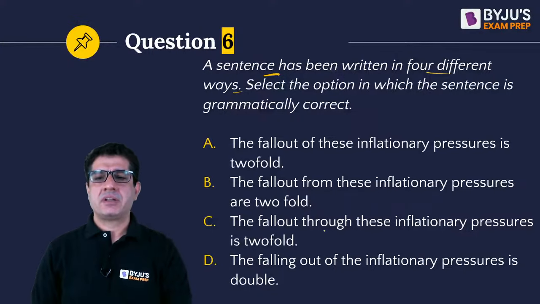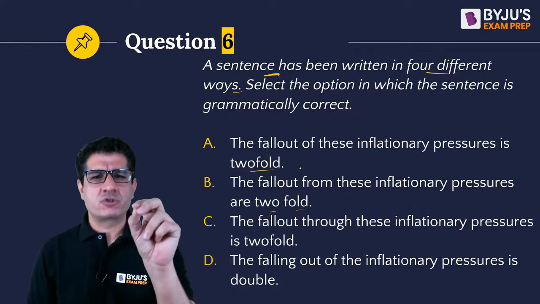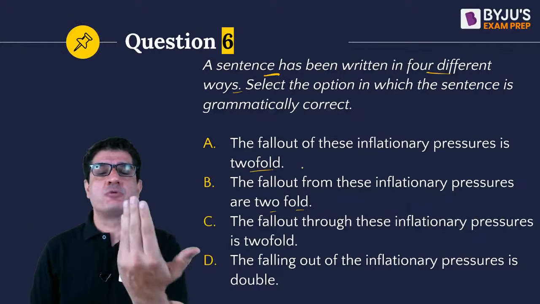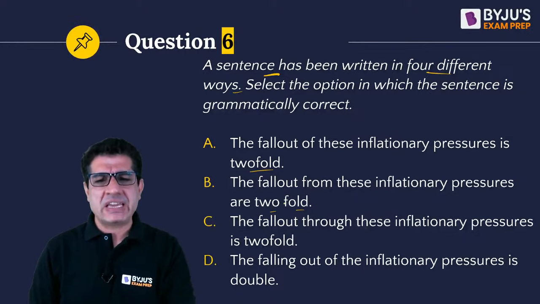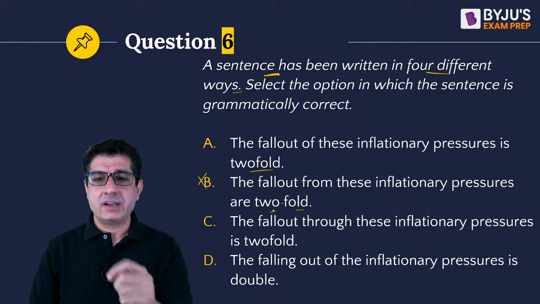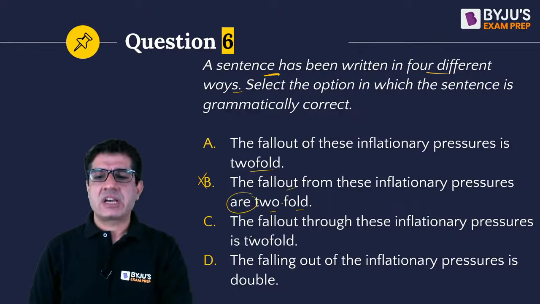So first up, some of those easier things. Twofold or two fold. Twofold is a single word, so you don't write it as 2 separate words, though there are times when you may write it with a hyphen. Without that, it is definitely wrong, right? The other thing is fallout is singular, so we cannot use are, it should be is. So B is definitely out.